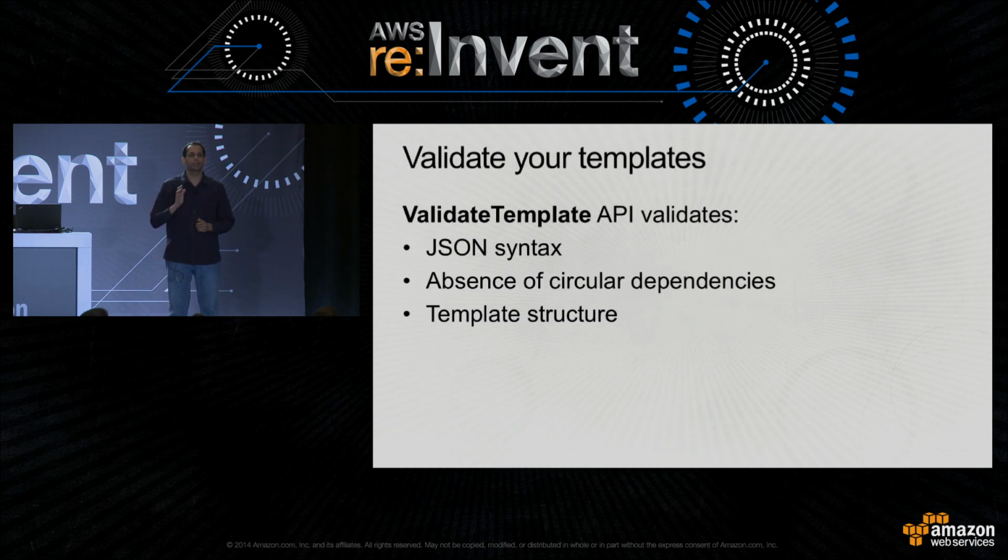The first way is to use the validate template API. The validate template API does some basic syntactic validation, like making sure the JSON syntax of your template is valid, it has all the right sections, like the parameter section or the resources section, and not an unknown section, or that it does not have any circular dependencies. When you're using the console or the AWS toolkits for Visual Studio and Eclipse, this is done automatically for you. But if you're using command line or calling the CloudFormation APIs directly or using SDKs, be sure that you use the validate template API.